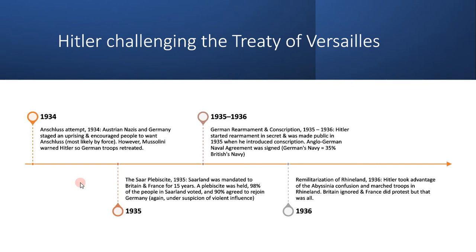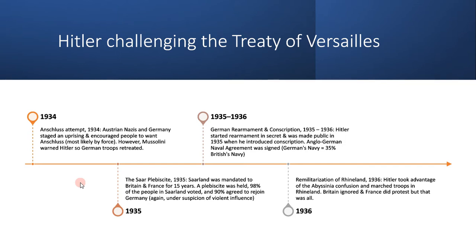So in 1935 and 1936, we have German rearmament and conscription. This was one of the boldest moves in Hitler's career, where he started rearmament in secret and then later made it public when he introduced conscription in 1935. Well, Britain and France were not particularly happy about this. Britain was rather relaxed though and signed an Anglo-German naval agreement stating that your navy can only be 35% of my navy. And France did protest, but it did nothing after that. It didn't threaten Germany with war. It just protested, and Hitler ignored it.